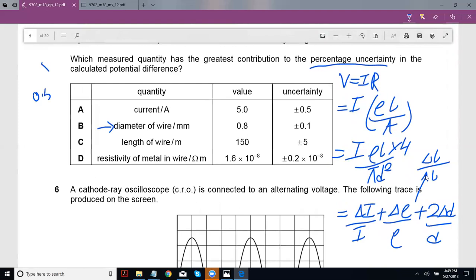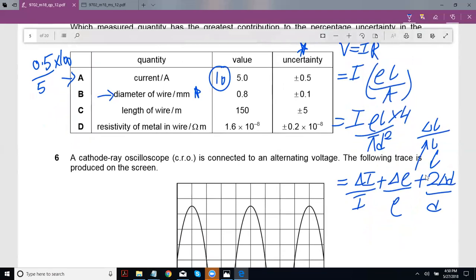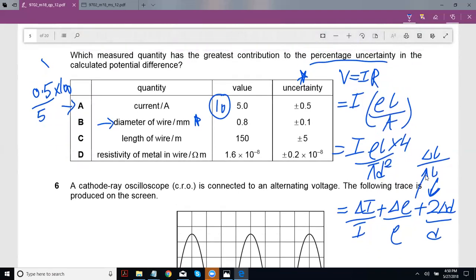So basically what you're going to be doing, if I do it for A, you're going to be taking your absolute uncertainty upon the value and multiplying that by 100. I believe this is 10. B is 12.5. B is 12.5 times 2, that's important because D, again, because of the square function, you're going to multiply by 2. So this is 25 percentage uncertainty. The length is 5.150. Length is 3.3. Okay, so don't really care that much about that.